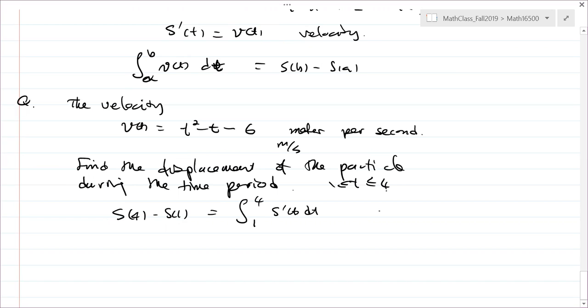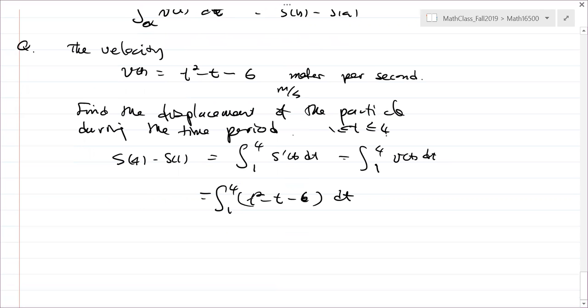And that is just the velocity, right? And then you just need to evaluate the velocity function, and that gives you the displacement during the time interval. So you find the antiderivative, and evaluate at the endpoints.